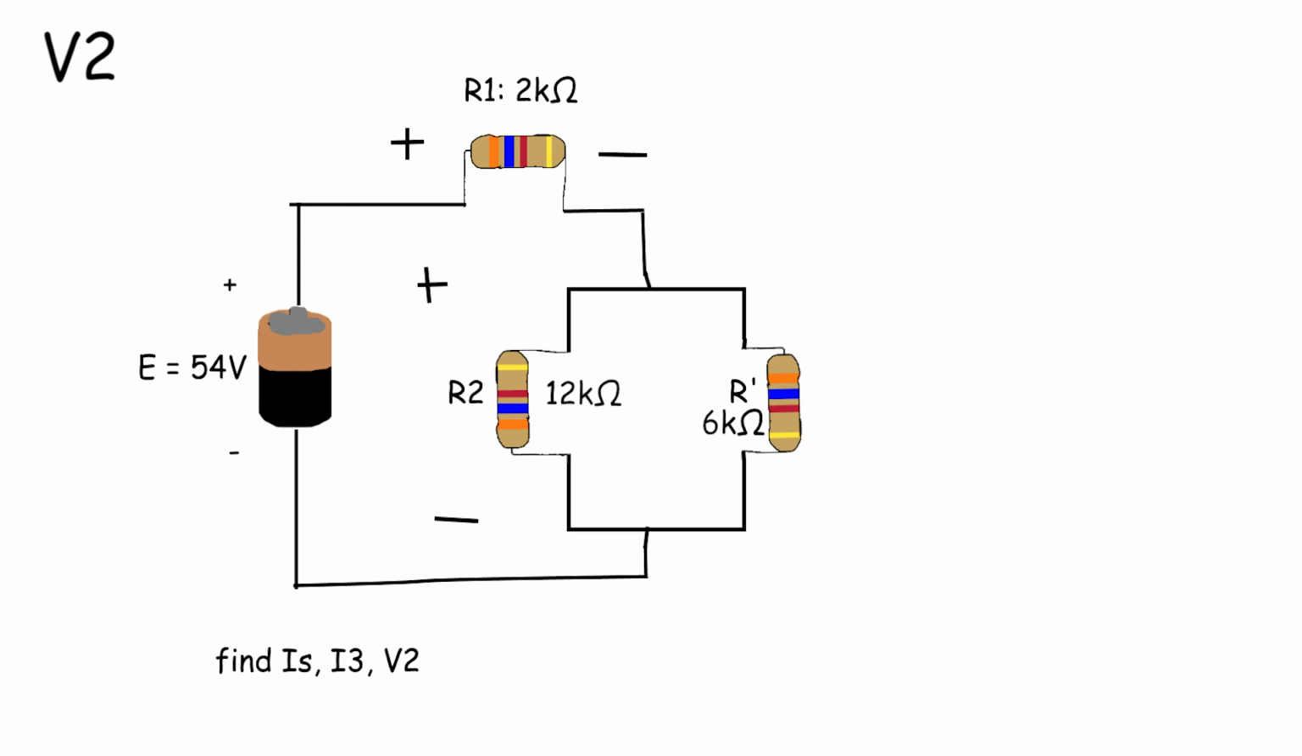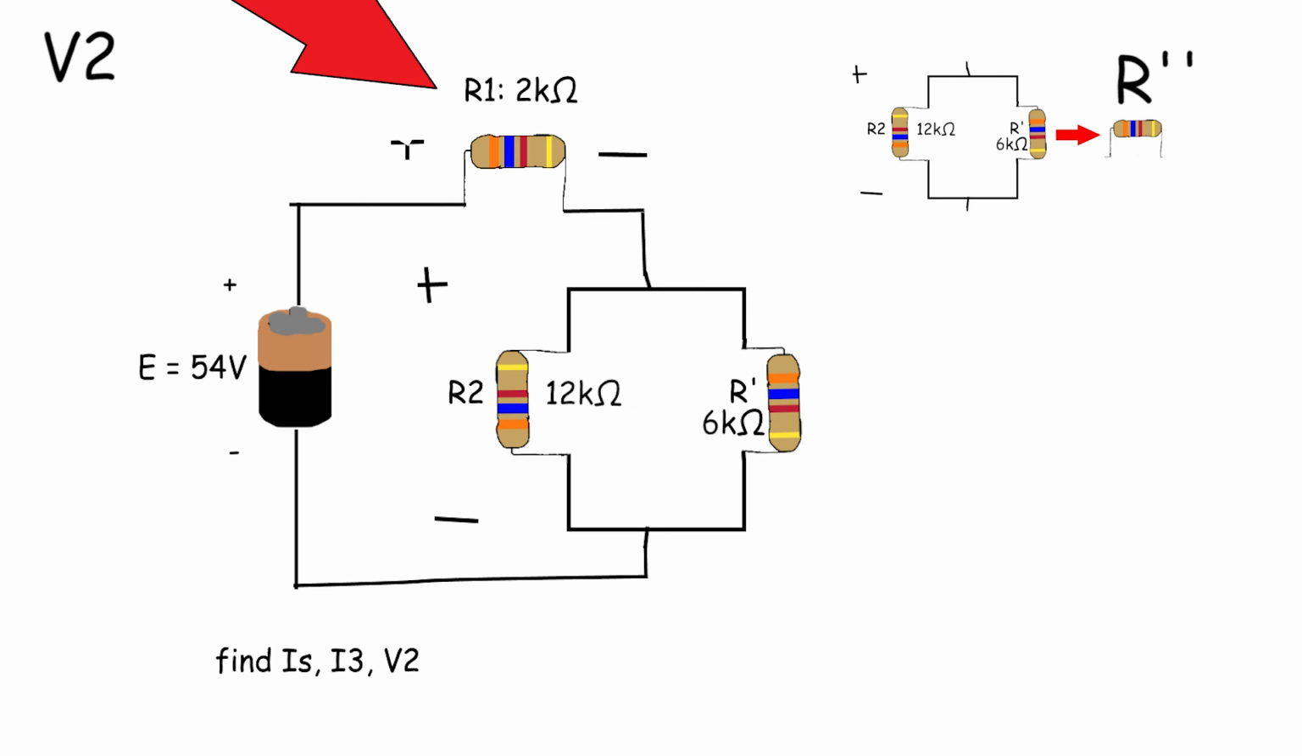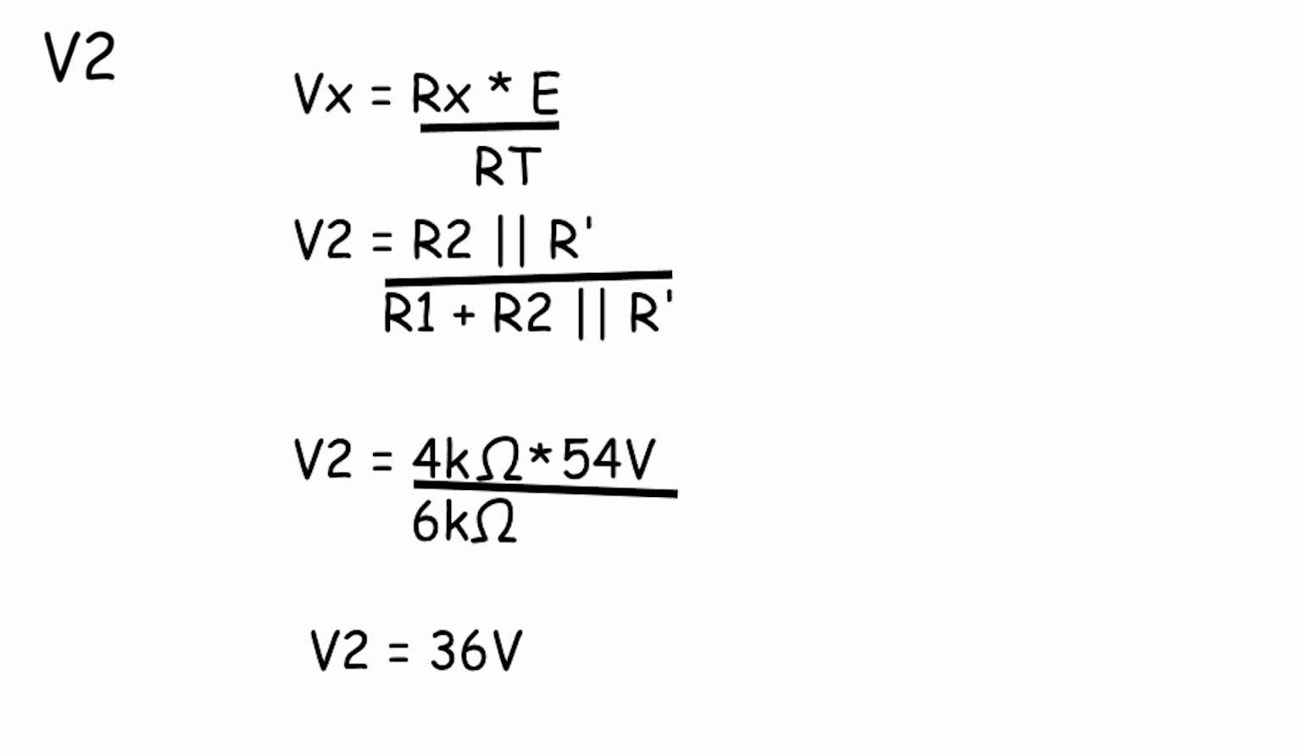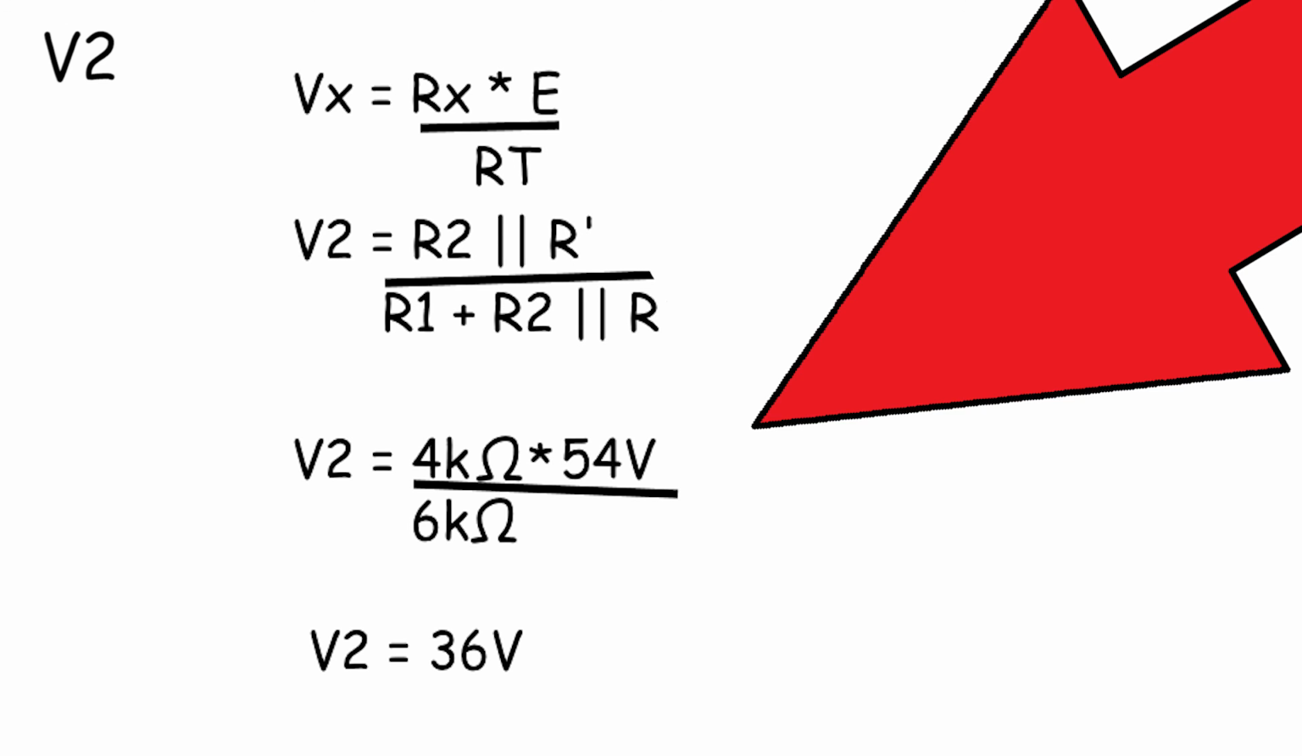To calculate V2, we need to know that the voltage across parallel elements will remain the same, and that the voltage will only drop across series resistors. Knowing that, we can imagine that the circuit only consists of 2 resistors, R1 and R', because the voltage across R2 and R' will be identical. Thus, we can easily calculate V2 using the voltage divider rule as such.